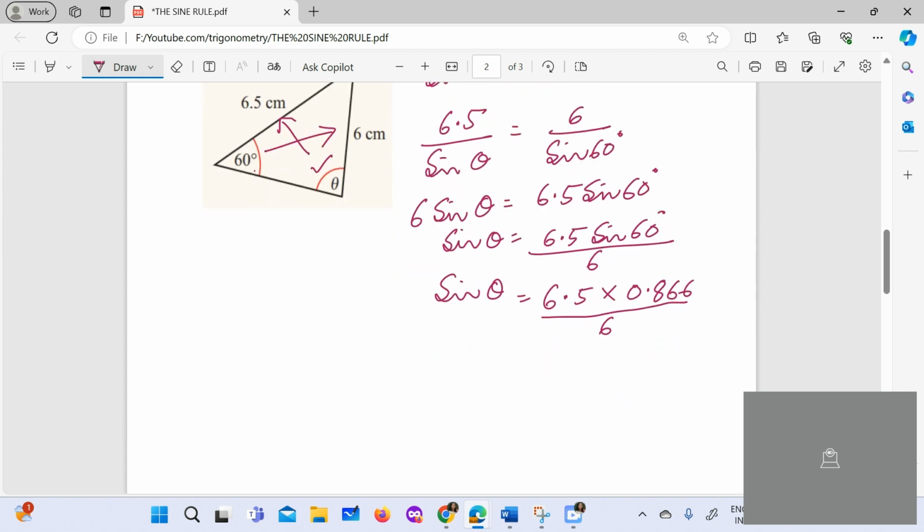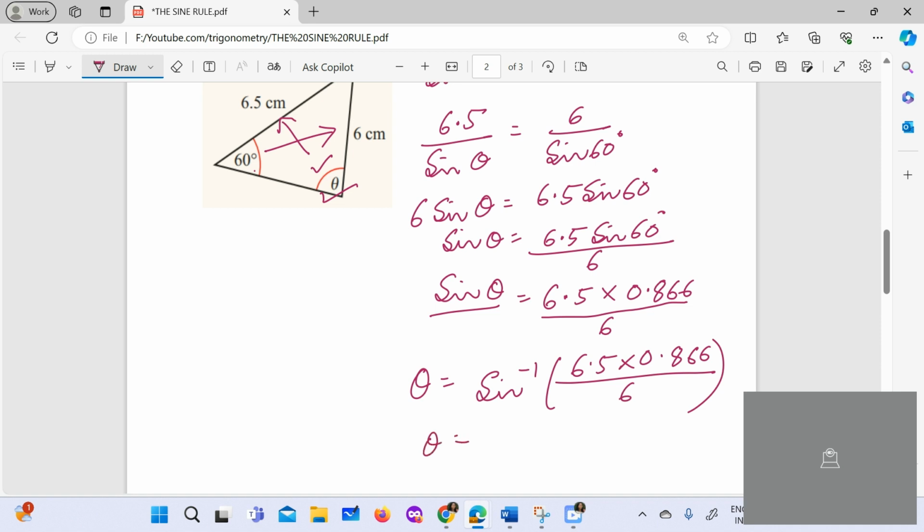And then, this is sine theta, but our question is to find the value of theta. So what we will do, theta equals sine inverse of 6.5 times 0.866 over 6. Then theta equal to, you will get 0.9.